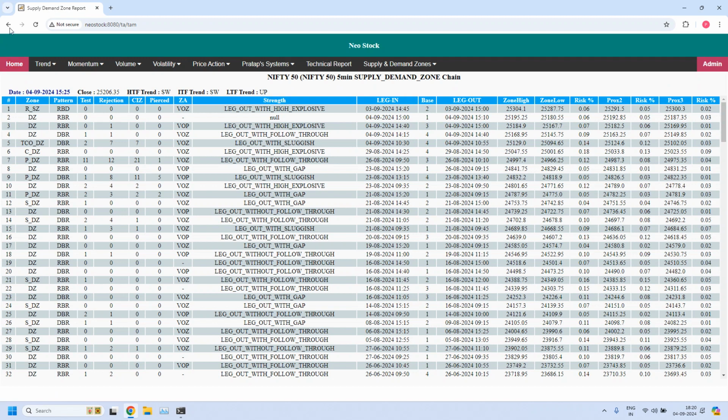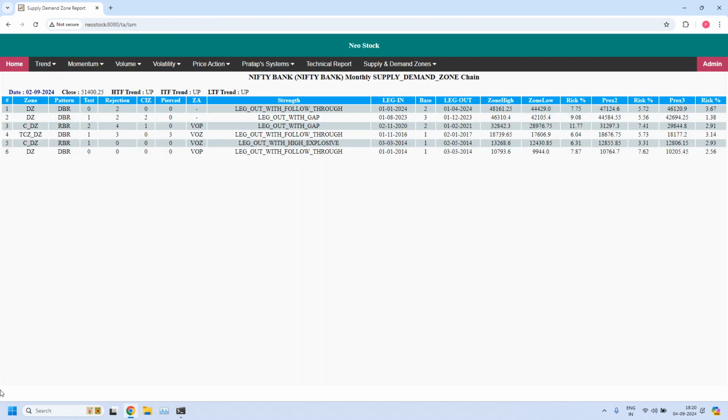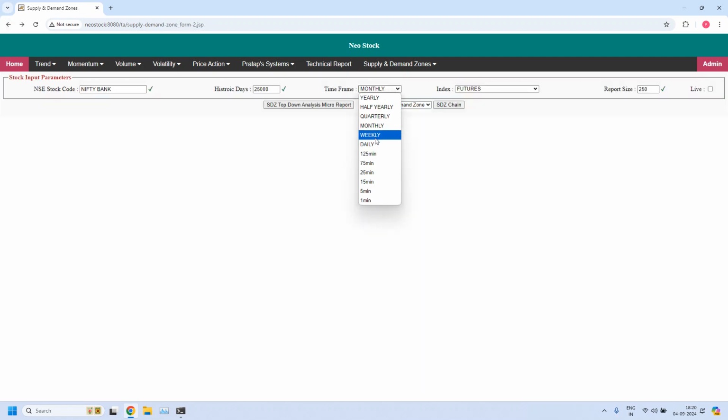Next, let us generate a Bank Nifty supply demand zone chain starting from monthly time frame. So Nifty Bank, that is nothing but Bank Nifty. So I am generating monthly supply demand zone chain for Bank Nifty. Next time frame is a weekly. I am generating a weekly supply demand zone chain for Bank Nifty.